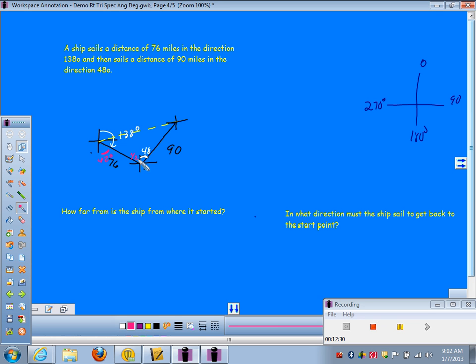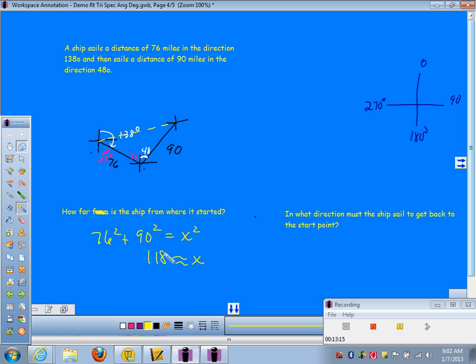Evan, look alive. So now, how far is the ship from where it started? It's a right triangle and I have two sides. How can I find the third side of a right triangle? Pythagorean theorem, that's all you got to do. So 76 squared plus 90 squared equals x squared. I'll finish this problem. I think I can make it in 2 minutes. And if you work that out, you're going to get x equals 118.